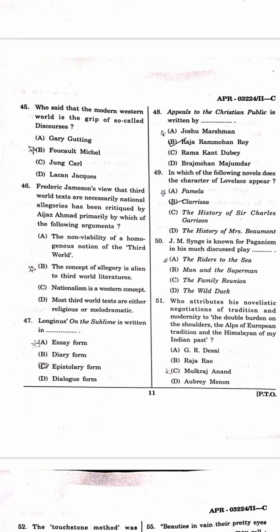Question number 47. Longinus On the Sublime is written in epistolary form. Question number 48. Appeal to the Christian Public is a work written by Raja Ram Mohan Roy. Option B is the correct one.